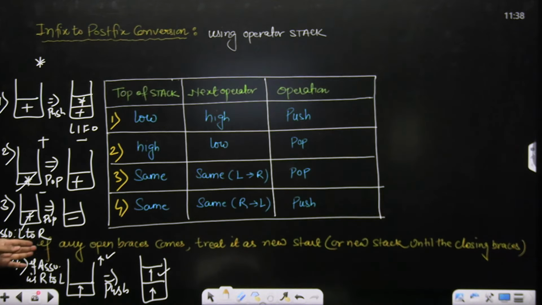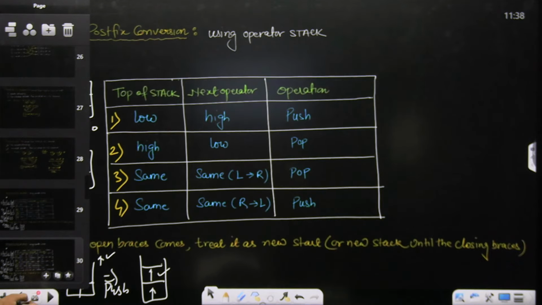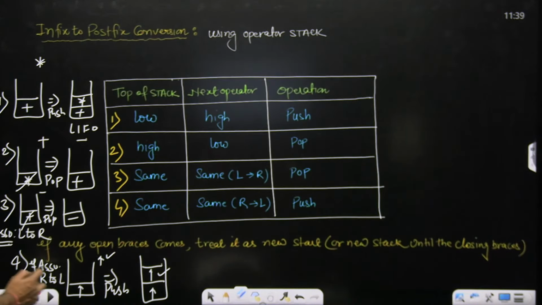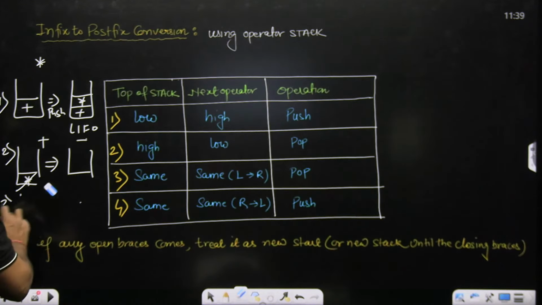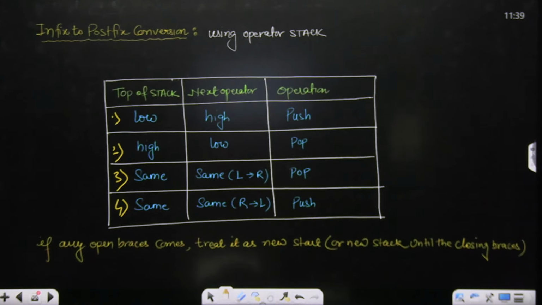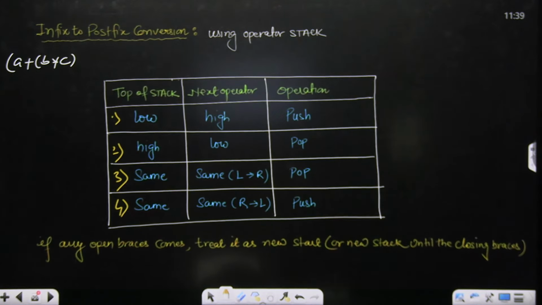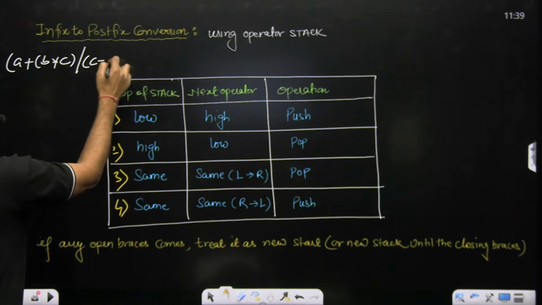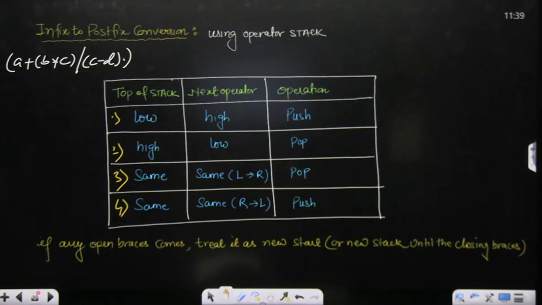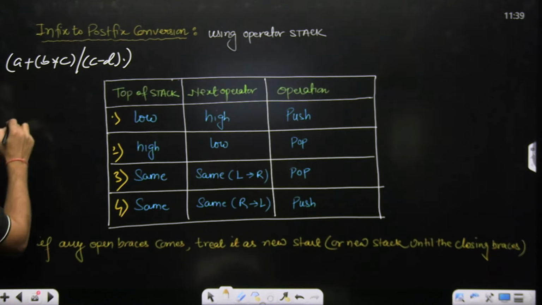If any open braces come, treat it as new start or new stack until the closing braces come. What is the meaning of this one? So this question is saying, let's suppose this expression is, student, b into c divided by c minus d. Let's suppose this type of expression. Okay. Then this is saying what? If any open braces come, treat it as new start or new stack until the closing braces. Sir, what is the meaning of this one?